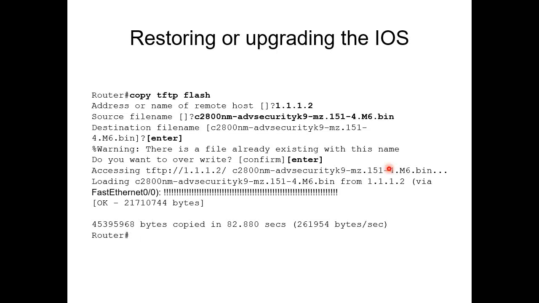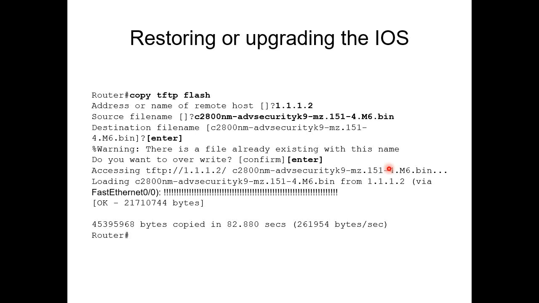In the event that we want to restore the IOS file because somehow we lost it on the router, or we even want to upgrade the IOS file with a new version, we can copy that file from a TFTP server, again using the command copy tftp flash. So you're saying you're going to copy something from the TFTP server into flash on your switch or router.